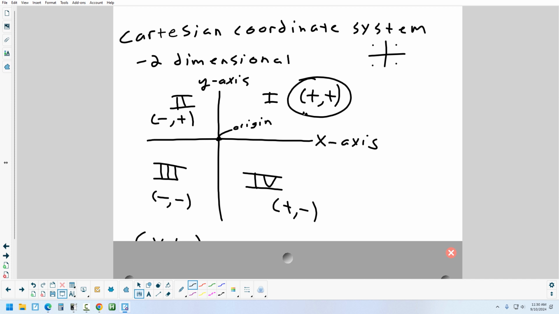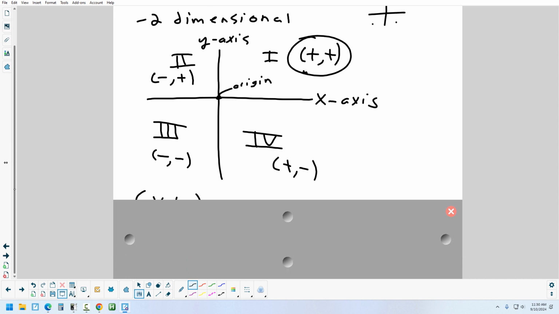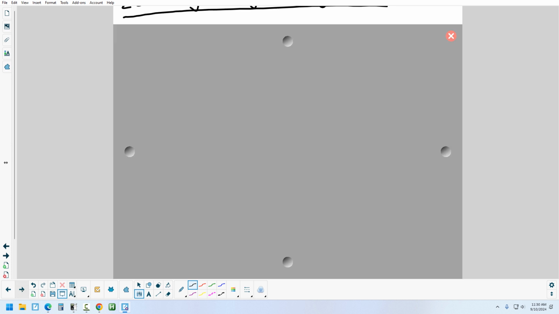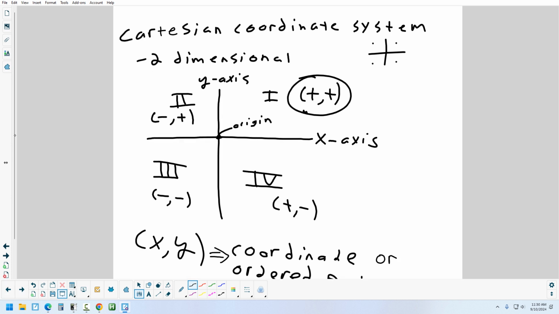In quadrant 2, in the coordinate, the first number is negative, the second number is positive. Does anybody remember when you write a coordinate, what axis does the first number have to do with? Yeah. X. And the second number? Y. Has to be in that order. Another name for it is a coordinate, or you can also call it an ordered pair.